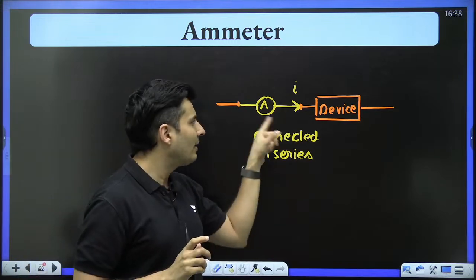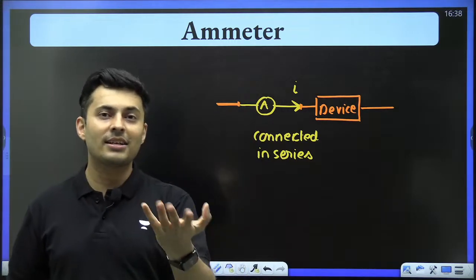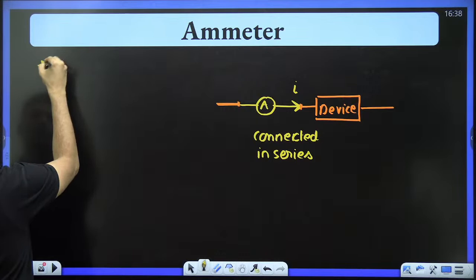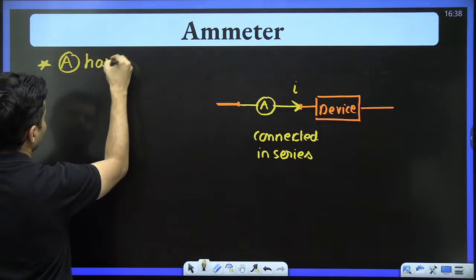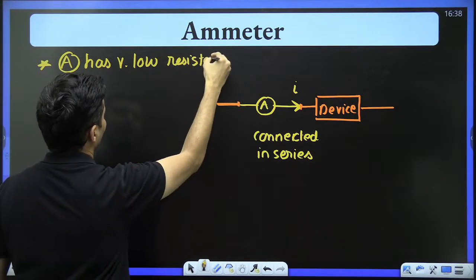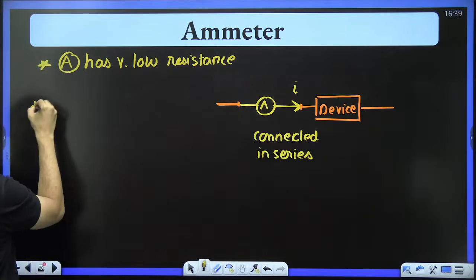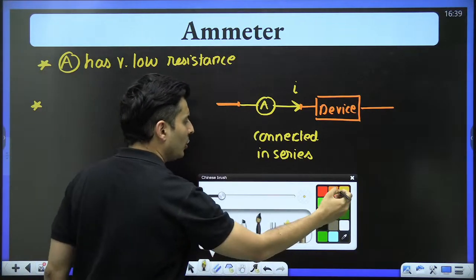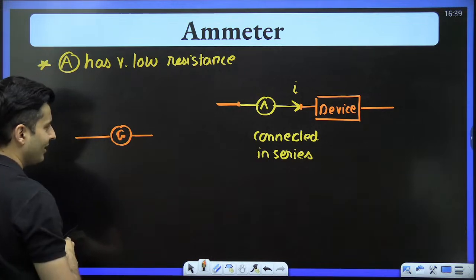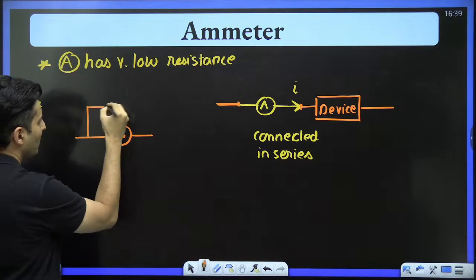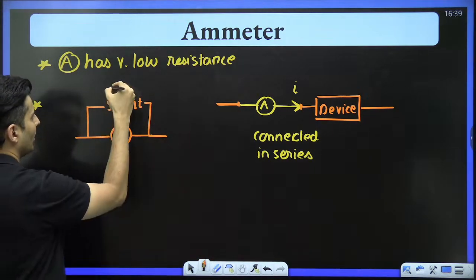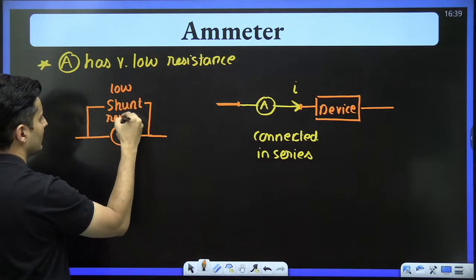That means this should behave almost like a wire. And what resistance does a wire have? Very little, negligible. So ammeter has very low resistance. Keep this in mind, exactly opposite of voltmeter, very low resistance. So can you think, how do I make a very low resistance? Well, simple. What you do is take a galvanometer, and you connect a resistance in parallel. It is called a shunt resistance, a low shunt resistance.